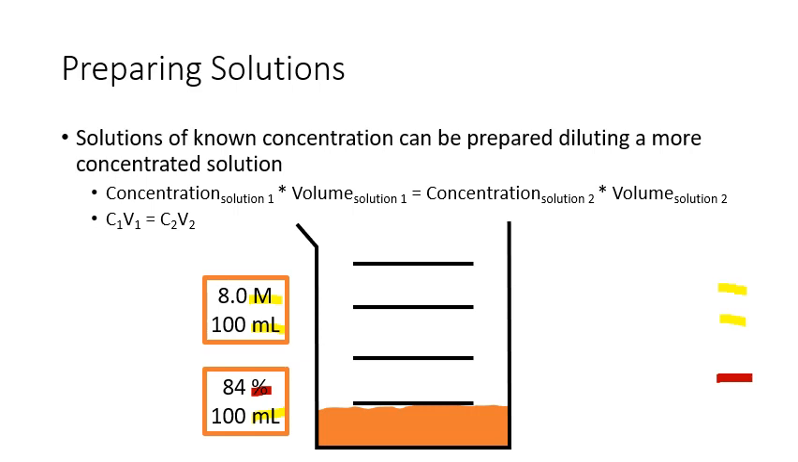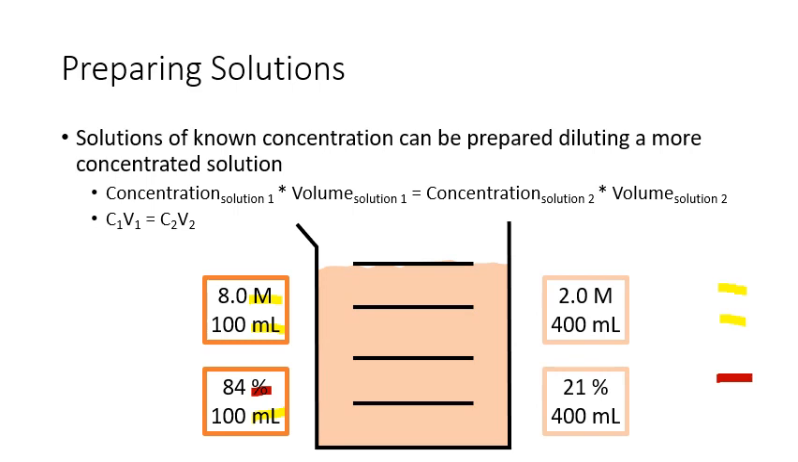So our 84% solution, or our 8 molar solution, if we raise the volume from 100 milliliters to 400 milliliters, our concentration goes down as our volume goes up. So it goes from a volume of 100 to a volume of 400. We started with milliliters, we ended with milliliters. We started with moles, we ended with moles. But we went from an 8 molar solution that was concentrated in 100 milliliters to a 2 molar solution that's been diluted into 400 milliliters.